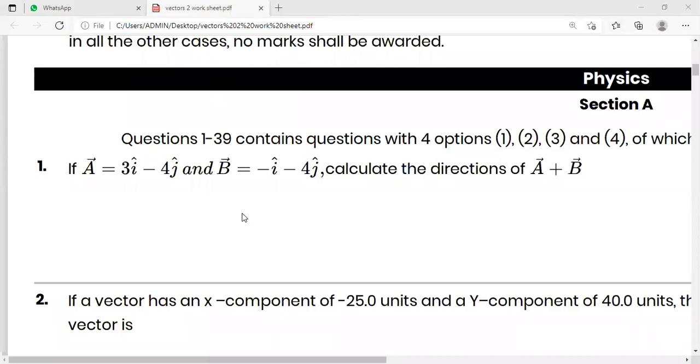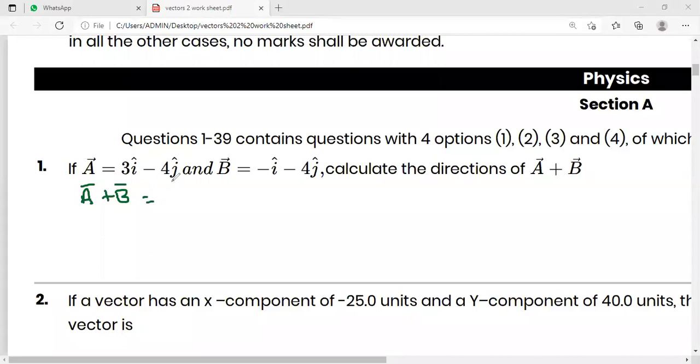If A bar equals 3i cap minus 4j cap and B bar equals minus i cap minus 4j cap, calculate the direction of A bar plus B bar. Here both vectors A bar and B bar are given, and you have to find the direction of A bar plus B bar. First, better to calculate A bar plus B bar only.